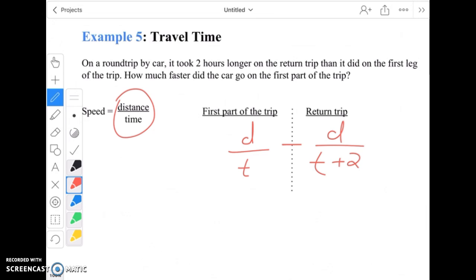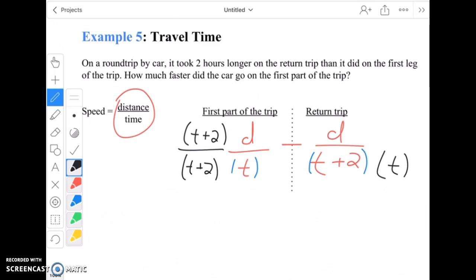Now the reason why it's plus 2 is because it took 2 hours longer on that return trip. Now that plus 2, I'm going to put in parentheses, like a binomial. So what I'm missing on the left-hand side is a t plus 2. So remember, I have to multiply the top and bottom by that. And the right-hand side just by a t.